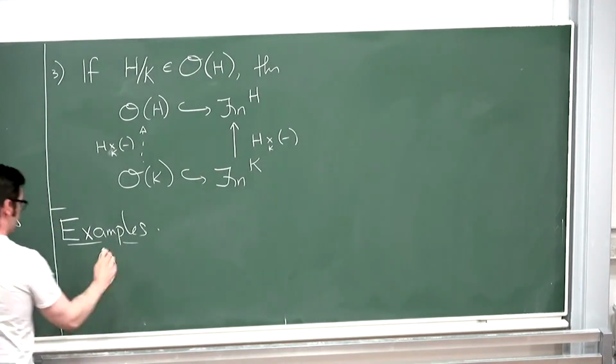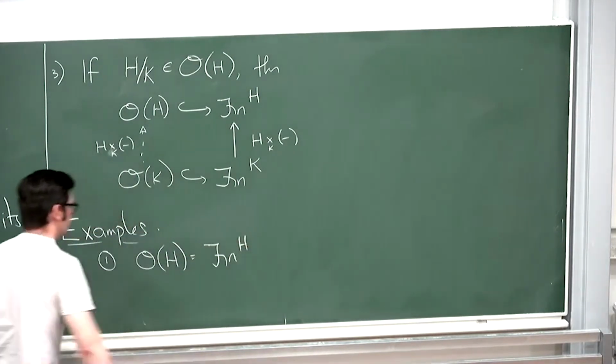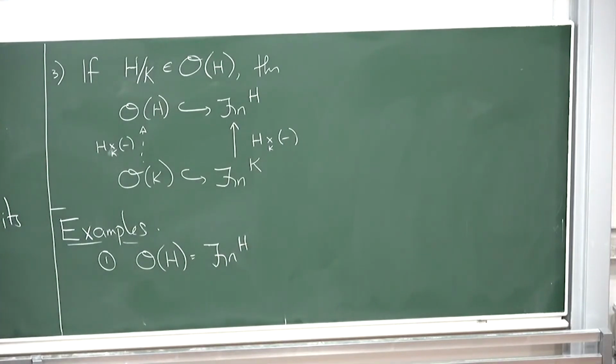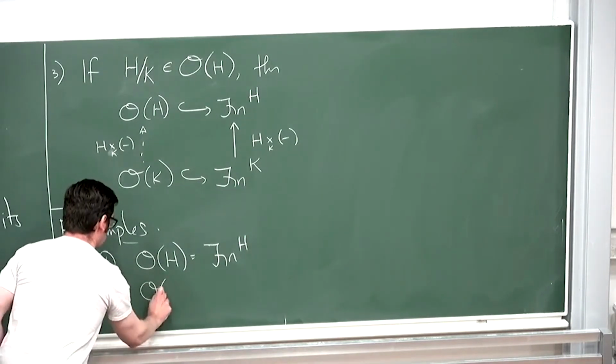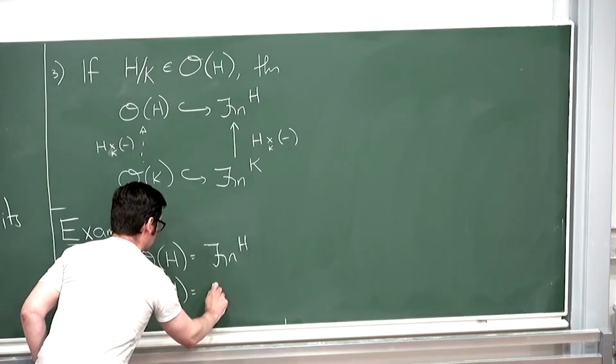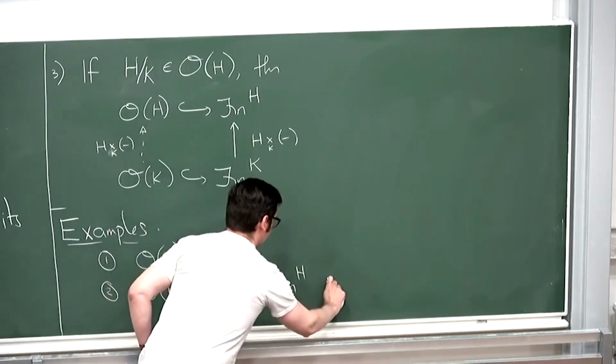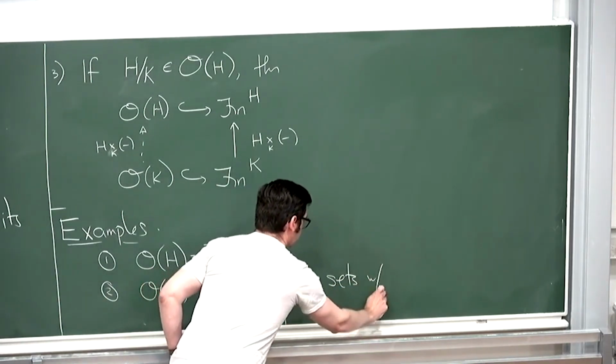First, take O of H to be Fin H. The three axioms are pretty easy to verify here. There's not a lot to do. OK, so exercise. Second, take O of H to be just sets with a trivial action. So write it as Fin sitting inside Fin H as sets with trivial action.